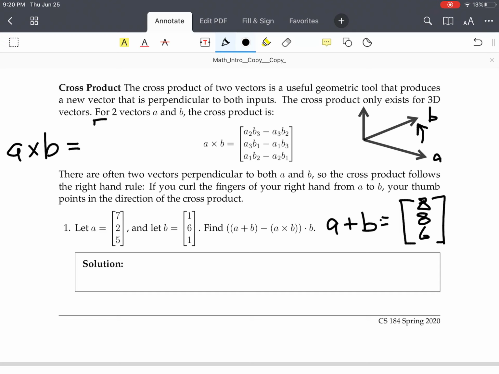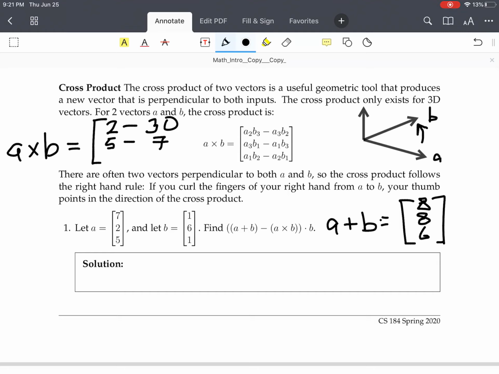A cross B. So let's just go ahead and follow the formula. So a2 times b3, so that's 2 times 1, so 2, minus a3 times b2, so 5 times 6, so 30. So 2 minus 30. A3b1, so 5 times 1, so 5, minus a1b3, so 7 times 1, so 7.